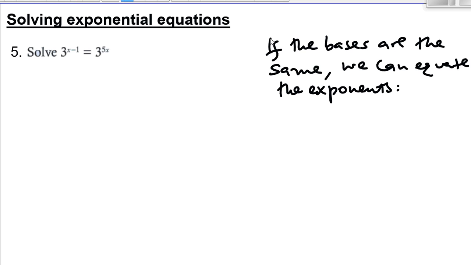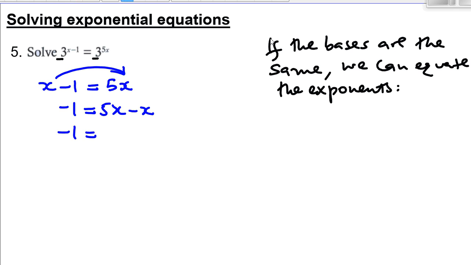we can see that the bases are the same, which means that these exponents or indices should be equal, which means x minus 1 should be equal to 5x. And if you solve that, we'll end up with, suppose I move that to the other side, I'll have minus 1 will be 5x minus x. So minus 1 will be 4x, which means that x will be equal to negative a quarter.